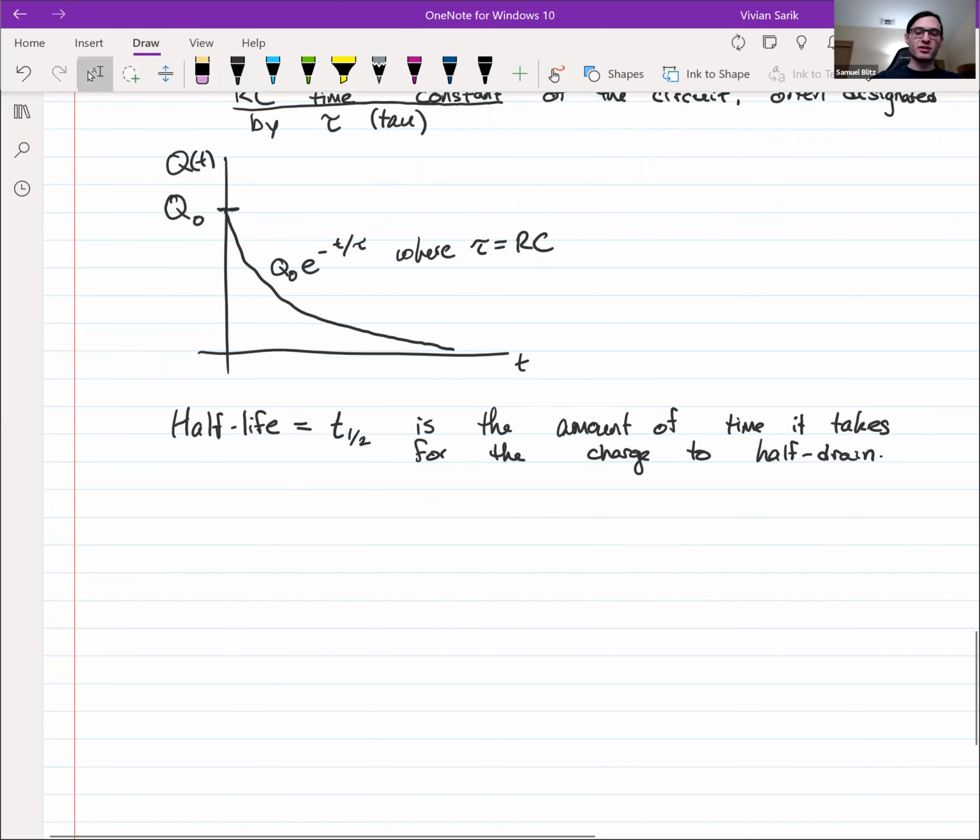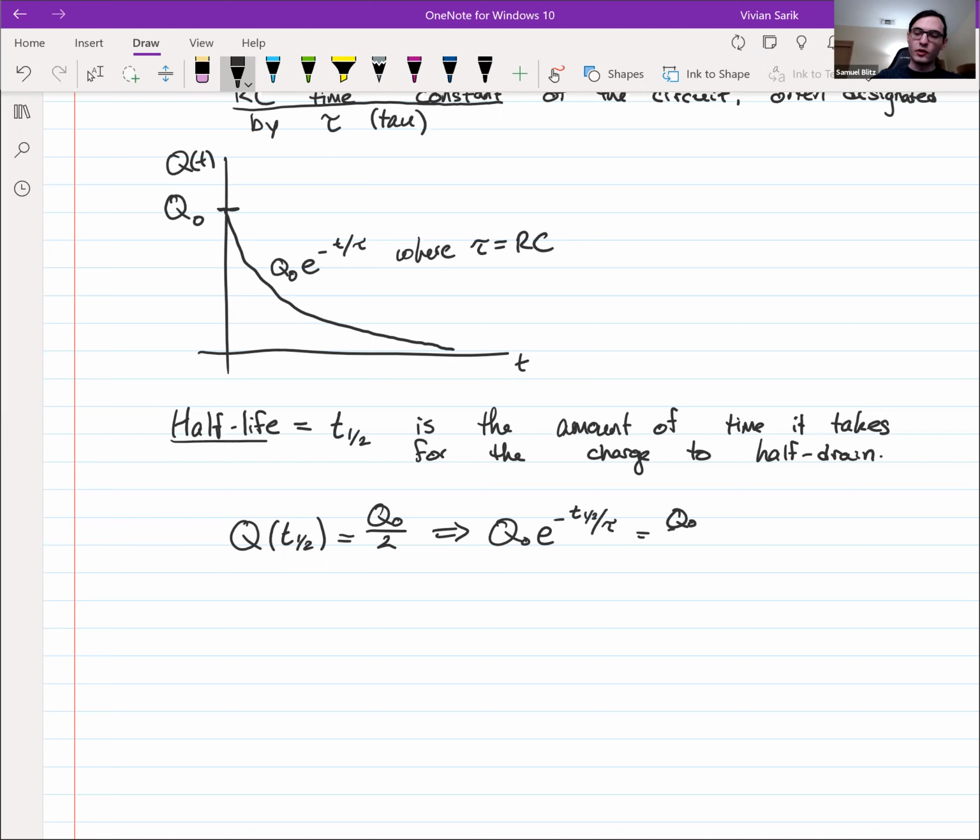And so we can just solve for that explicitly. We want to solve for t sub 1/2, and the governing equation is that q should be equal to the initial charge divided by 2. So we get q naught e to the minus t 1/2 divided by tau is equal to q naught over 2. And so we can solve for the half-life, and that's just equal to tau times log 2. So the RC constant isn't actually the half-life. It's related to the half-life by the logarithm of 2, but it's not equal to it. So if you want to find the half-life, just multiply tau by log 2 and you're done.